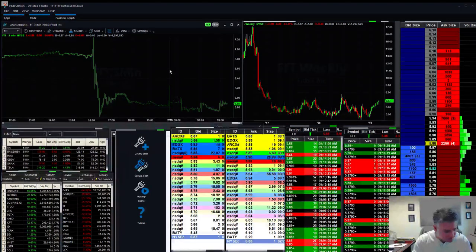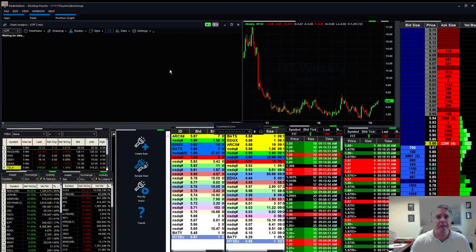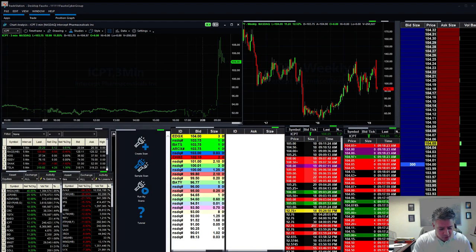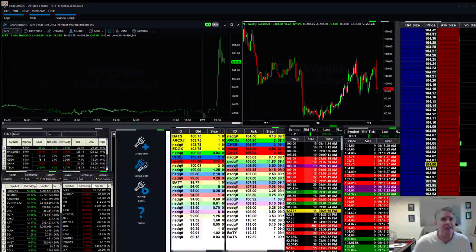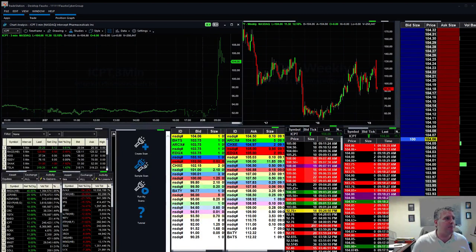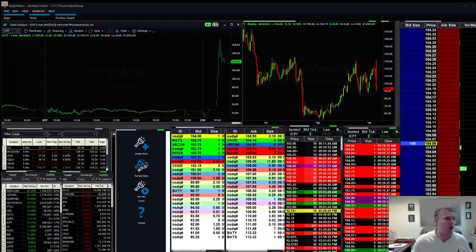And last but not least, ICPT, okay? This is the one you guys were looking at earlier. ICPT has gapped up pretty nicely. This stock had a big run. It went from 110 to 130, back down to 90. Now this thing's all over the place.